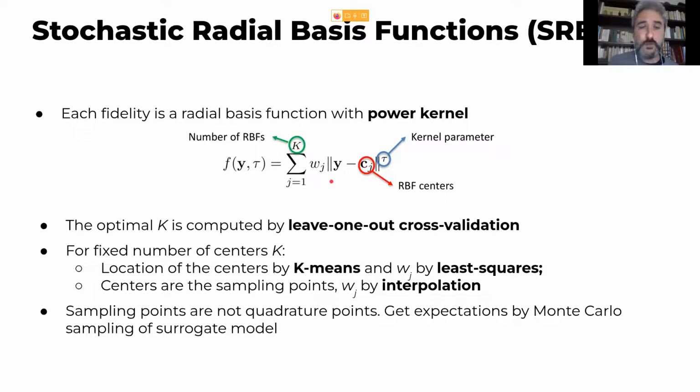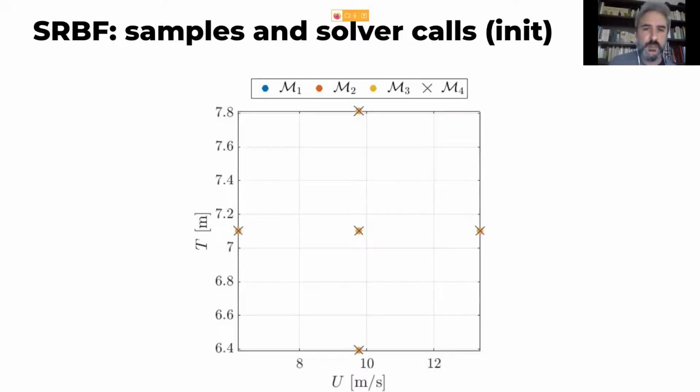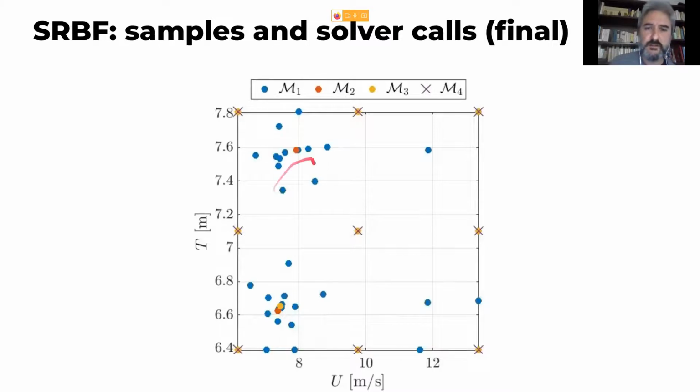A big difference between MISC and this radial basis function is that, as you all know, MISC is essentially sparse-grid, so the collocation points are already quadrature points, whereas here the collocation points are whatever this adaptive procedure comes up with. So if you want to compute moments of your multi-fidelity approximation, you actually need to compute the integral of the multi-fidelity surrogate model, and again, either you do it by sparse grids or you do it by Monte Carlo. This would be the initial sampling of the stochastic radial basis function, and this would be the final sampling of the parametric domain.